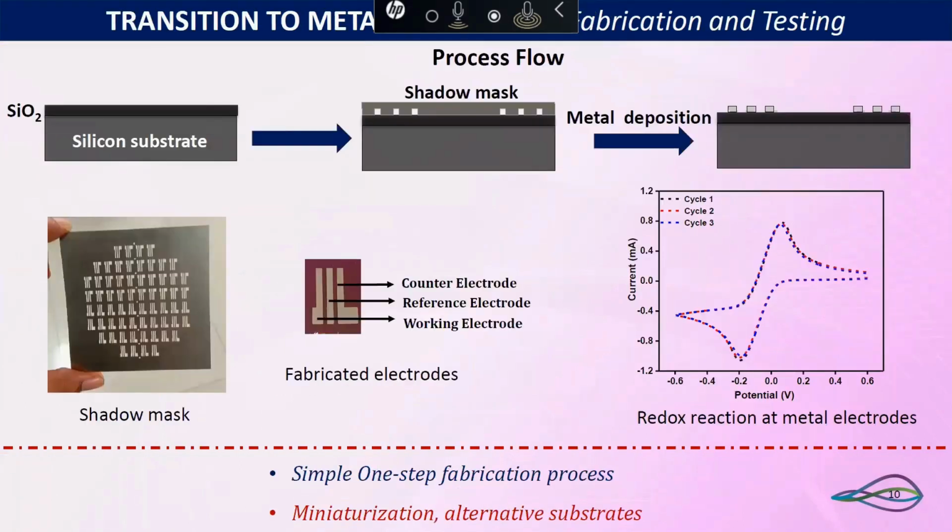This is the fabrication part, where we have chosen a silicon substrate using the simple shadow mask technique. We deposited metal using the shadow mask, with a 3 electrode configuration, and we have tested that. Cyclic voltammetry with a standard redox molecule shows the capability of our electrodes to detect redox activity, and thereby one simple fabrication step can give us electrodes for electrochemical sensing. However, this is just a starting point. We are also currently working on miniaturization of the sensor using a lithography process and choosing alternative substrates other than silicon.